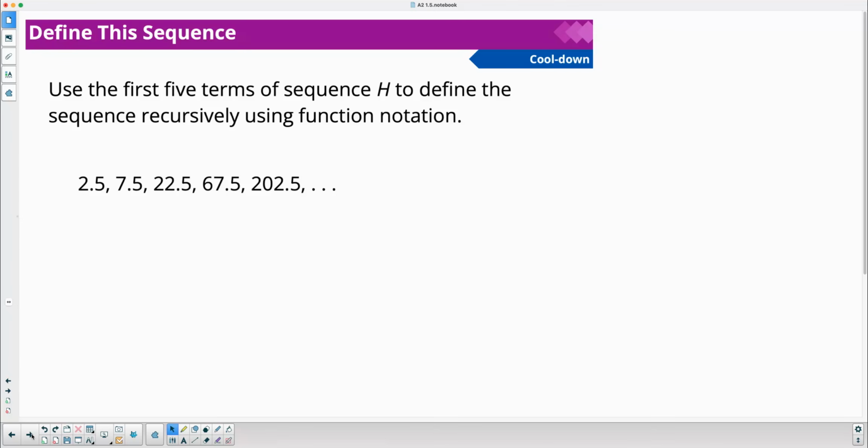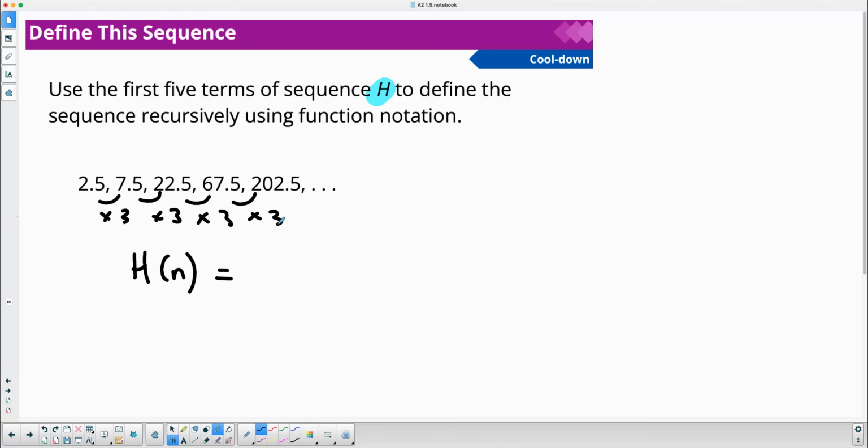All right, so here we go. Use the first 5 terms of the sequence h to define the sequence recursively using function notation. I have to read this because they say h. I'm going to use h of n. All right, so what do I do here? It looks like I am adding 5. Then when I add 5, that doesn't work. So it's not going to be arithmetic. Could it be times 3? I think that works. So times 3. So we're going to take 3 times the term before that.